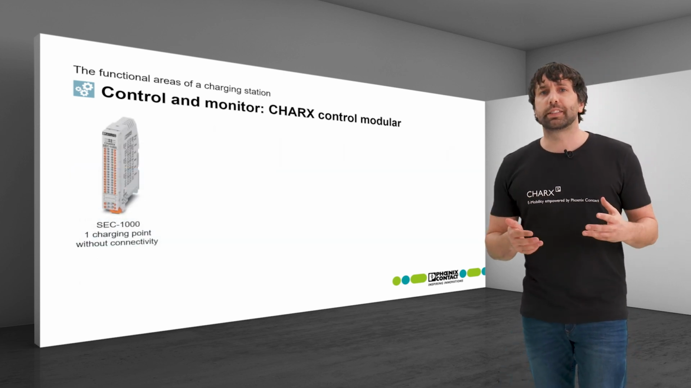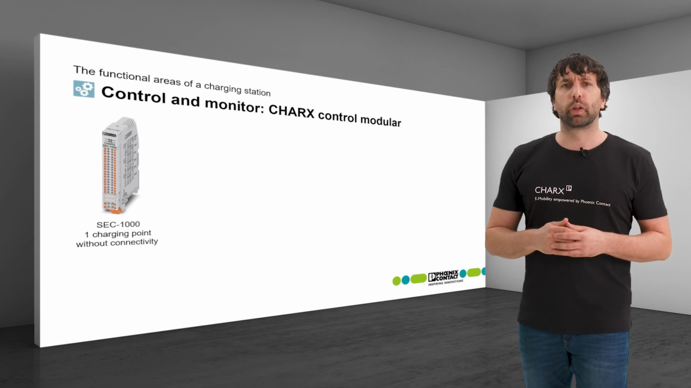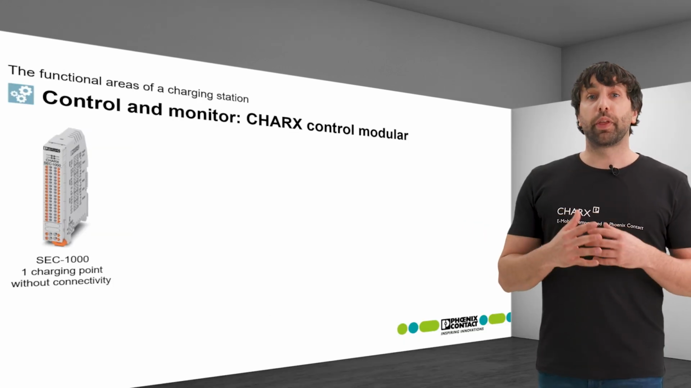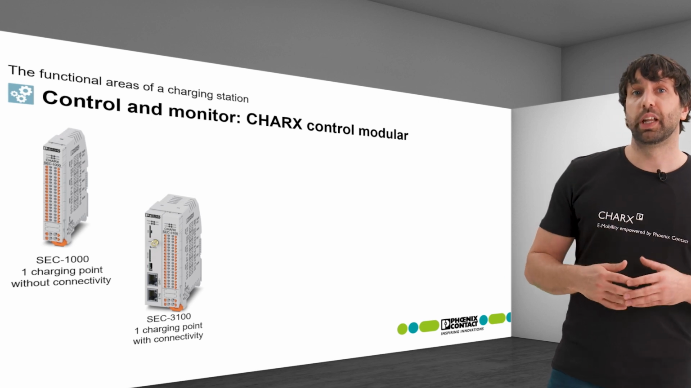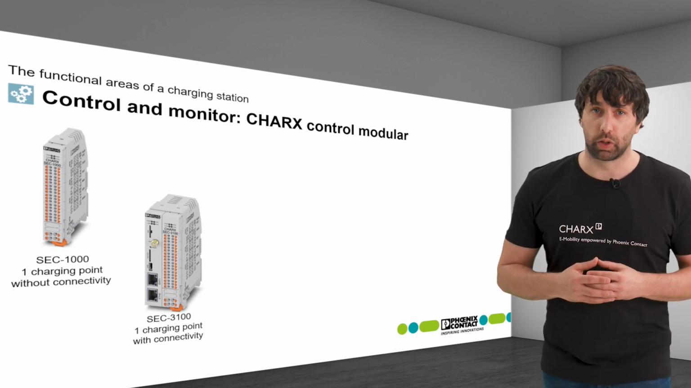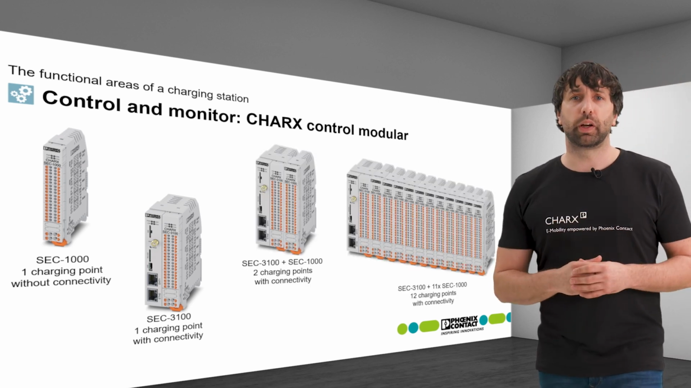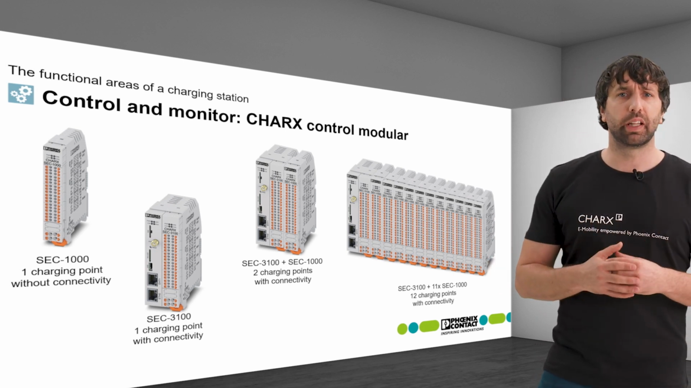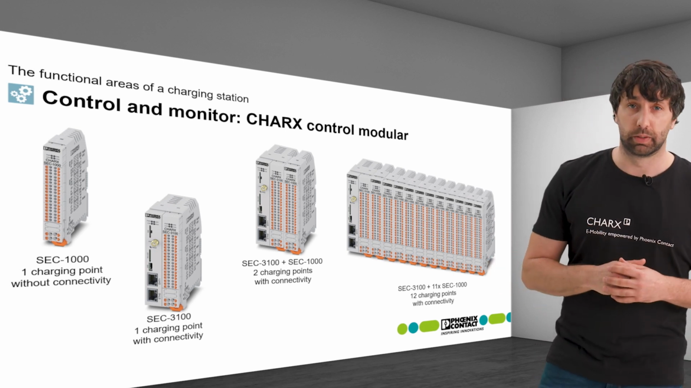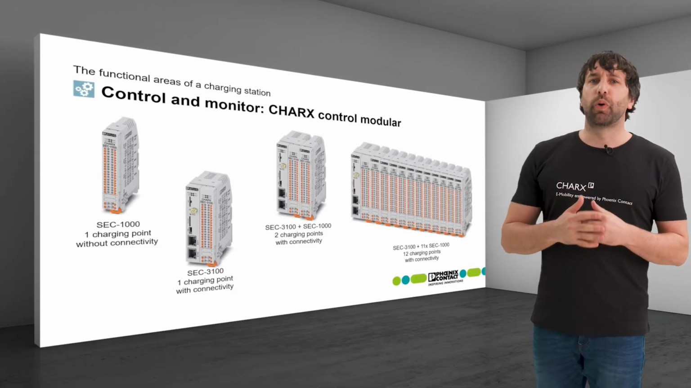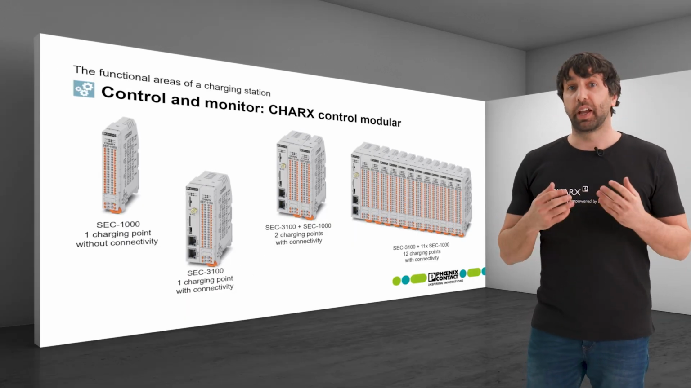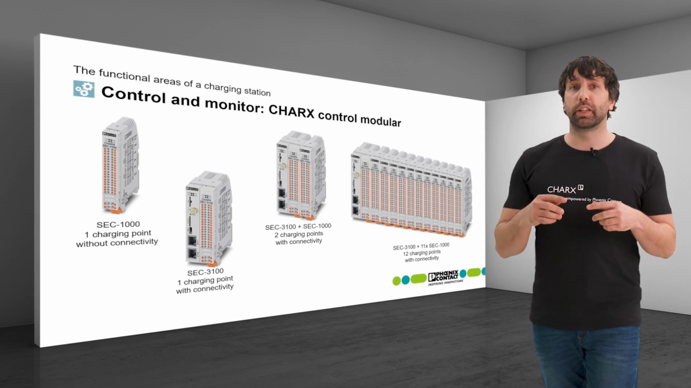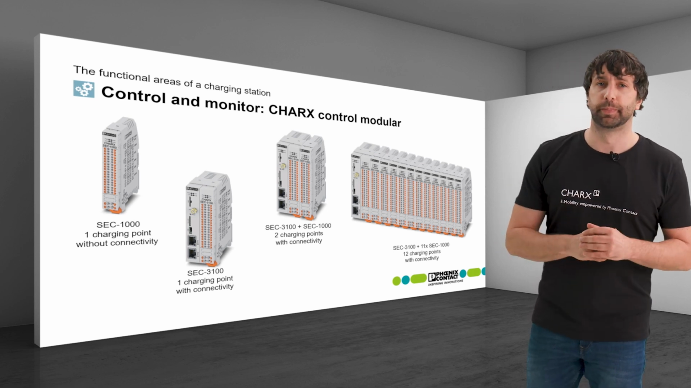The 1000 class can be used as a standalone controller for single charging points without a network connection. The 3000 class adds network connection and support for commonly used protocols. By combining 1000 and 3000 class controllers, an expansion to up to 12 intelligent charging points is possible. In total, up to 4 of these blocks can be connected via Ethernet, so that up to 48 charging points can be integrated into one management system.